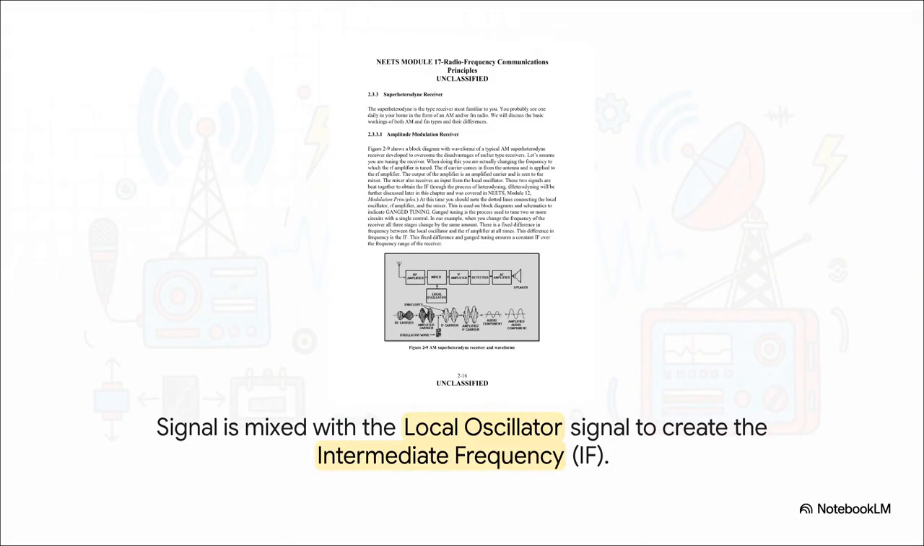So how does it do that? Let's follow the signal path on this diagram. The signal comes in from the antenna and gets a boost from the RF amplifier. Then it hits the most important stage, the mixer. In the mixer, our incoming signal gets combined with a totally different signal that's being generated inside the radio by the local oscillator. And when you mix those two together, you create a new frequency. That's our intermediate frequency. And that whole process of mixing frequencies is what we call heterodyne.